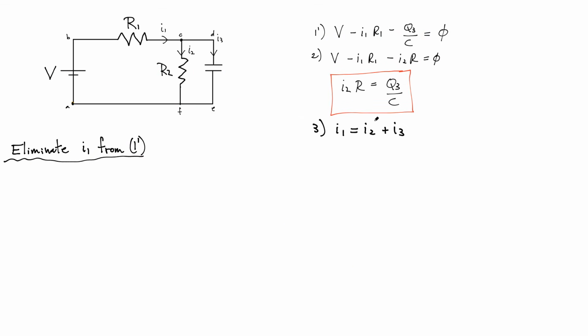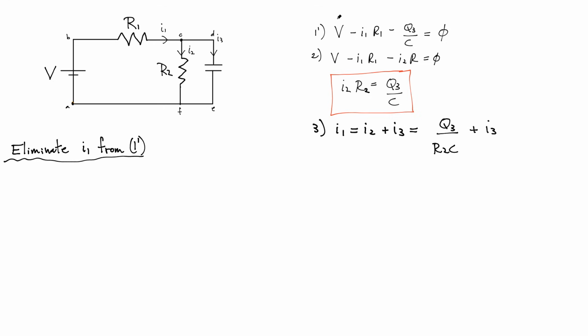Okay, so here we are now. My goal now is to work with our equation 1 prime, and I want to eliminate I1. How do I eliminate I1? Well, I can use my junction rule. In the junction rule, let's get rid of I2. I2, I can write in terms of Q3 over C divided by the resistance, and this here should be resistance R2. So what you should get for I1 is simply Q3 divided by R2C plus I3.